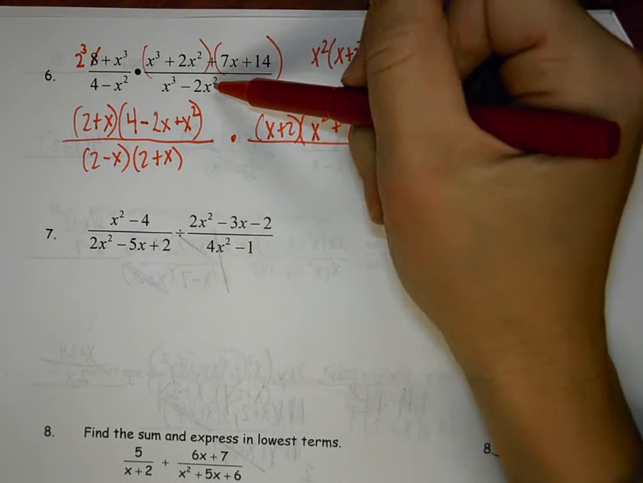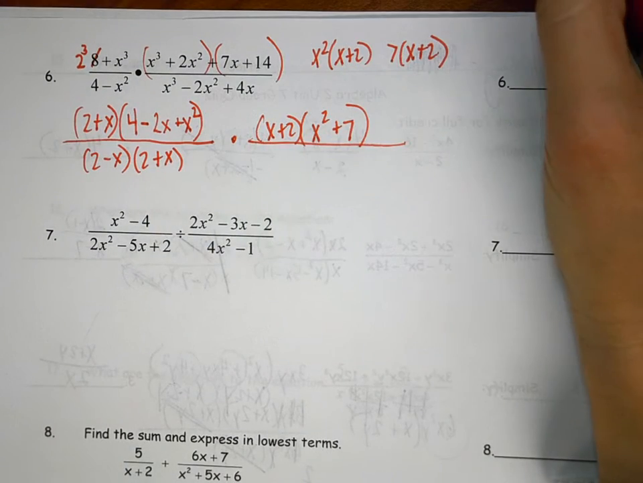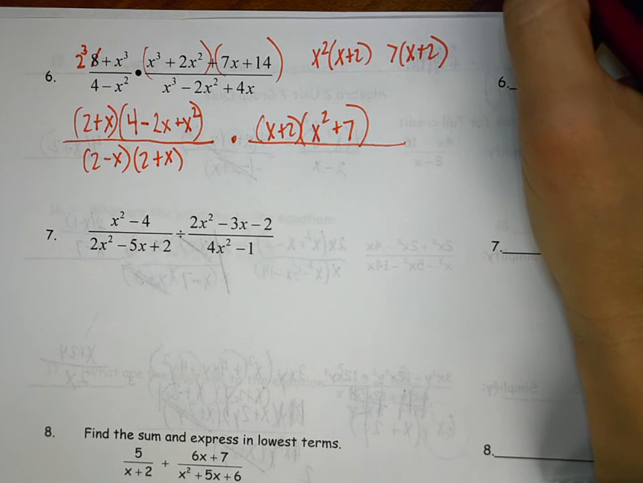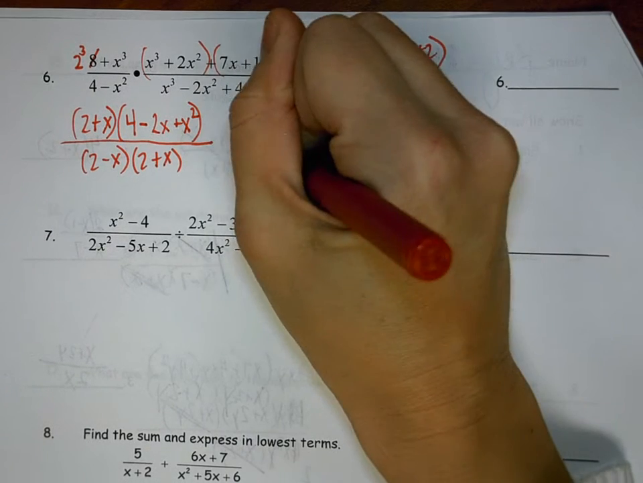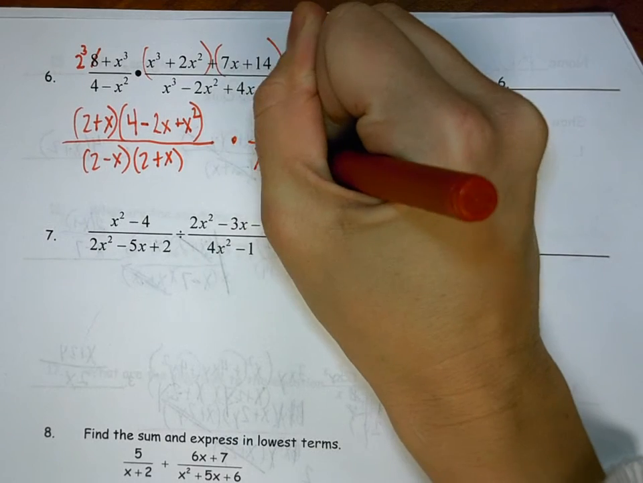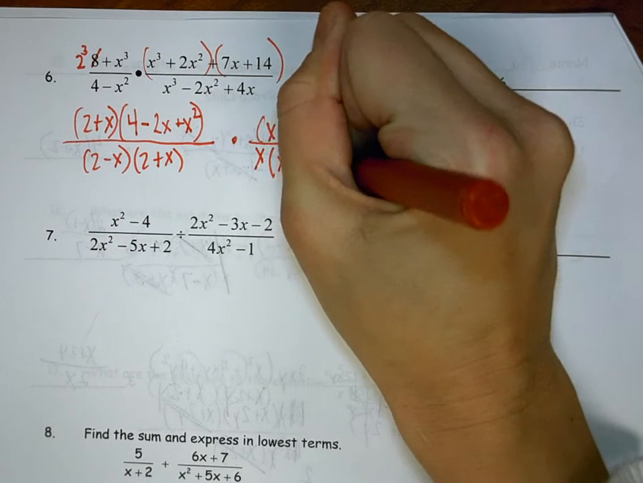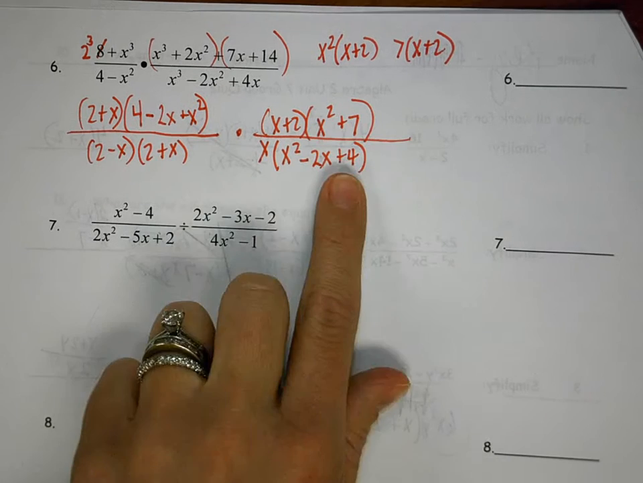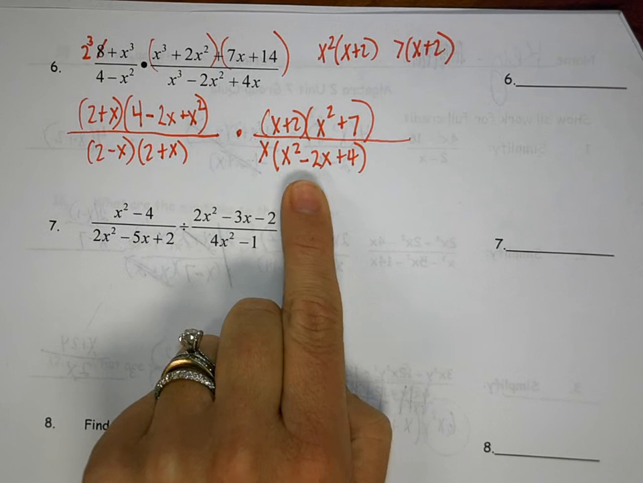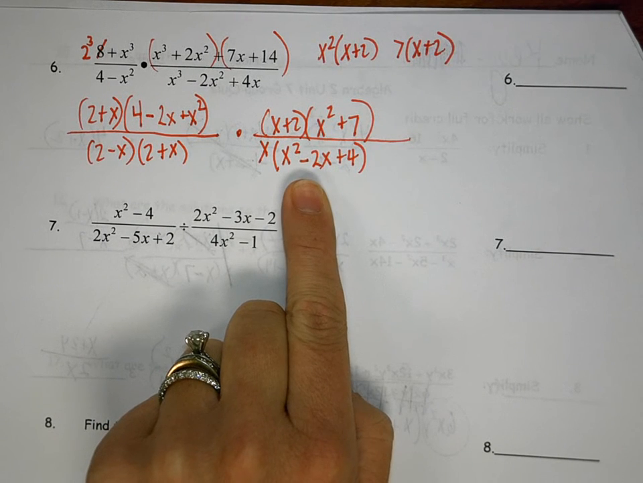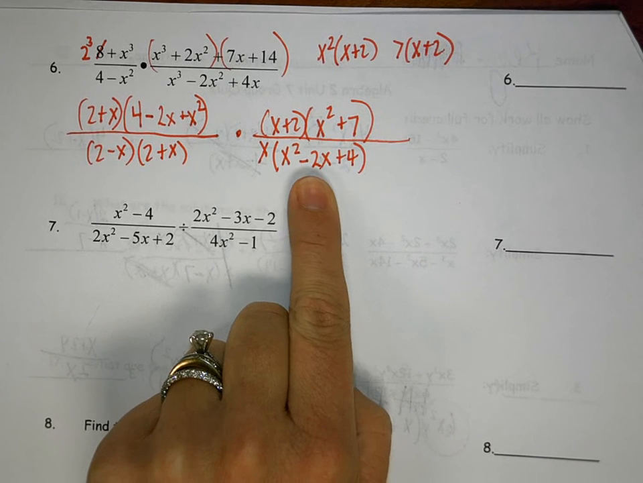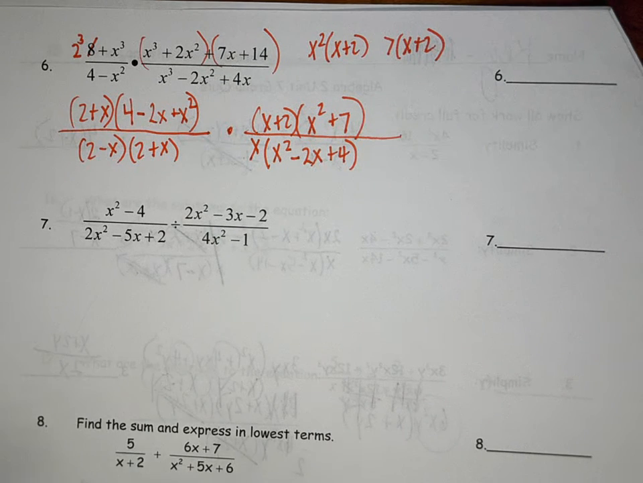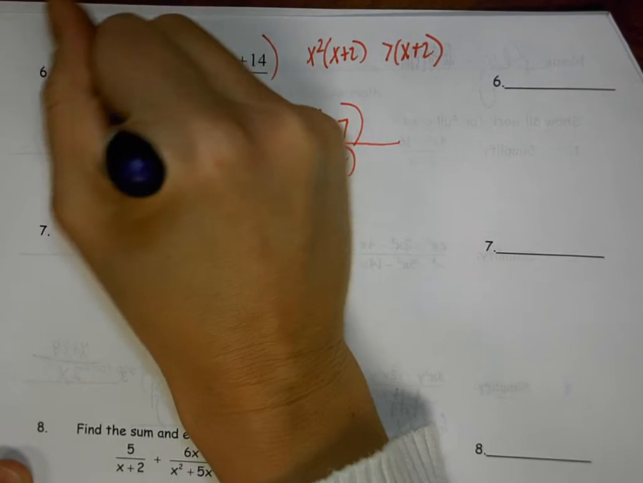Okay, and the denominator. Is there a GCF? X. And when we take that out, we're left with x squared minus 2x plus 4. Is there any numbers that multiply to be 4 and add to be negative 2? No. Okay, but you can try, but it will not work. If you look, so now let's try to cancel things out. What can cancel? Okay, 2 plus x.